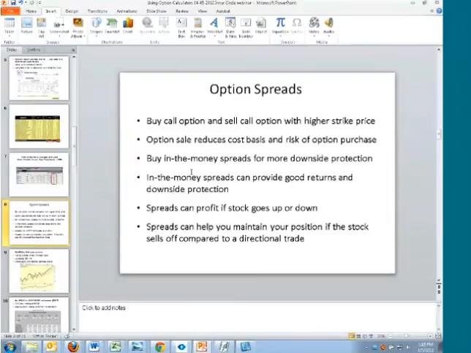When you purchase an option and then sell an option, the sale of the option reduces the cost basis of the option purchase, and of course also reduces the risk. And I'll show you an example of one of the option spread trades we have in the inner circle portfolio. So in general, I like to buy in the money spreads for more downside protection.